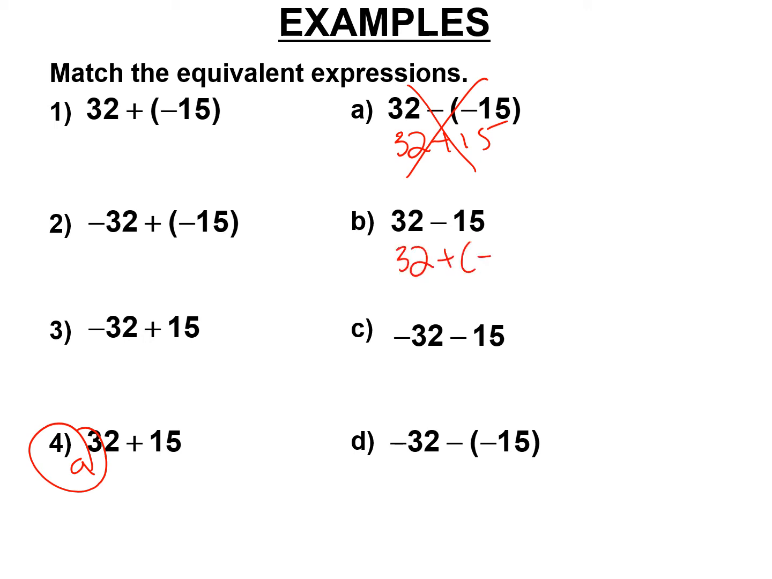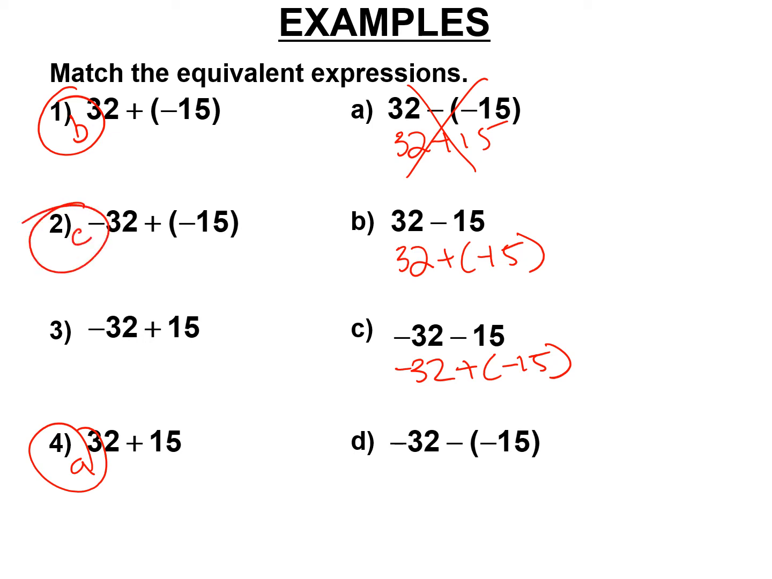This one is the same as 32 plus negative 15. Well, that is 1, so 1 goes with B. Notice these both start with negative 32, so they better go with the ones that had negative 32 in it. This is negative 32 plus negative 15. Well, that's 2, so 2 goes with C. And that means 3 better go with D. Let's just make sure. Negative 32 plus 15 is equivalent, right? Subtraction is equivalent to adding the opposite.